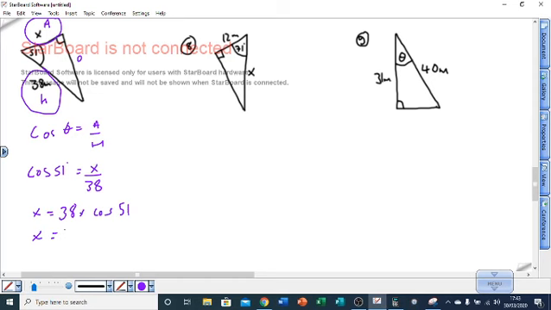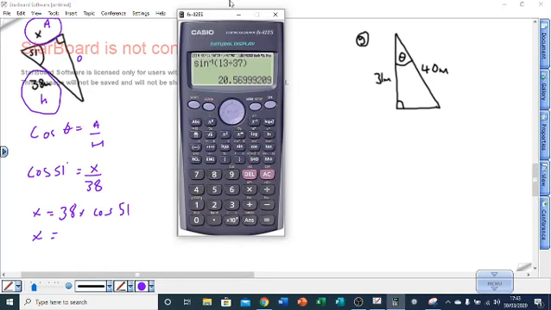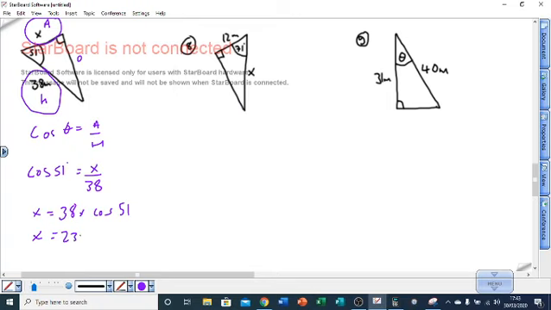So x is equal to, it's a length, so it's going to be 1 dp, and the answer will be meters. So it is 38 multiplied by cos of 51, close brackets. And we get 23.9. So 23.9 meters to 1 dp. That's that one done.